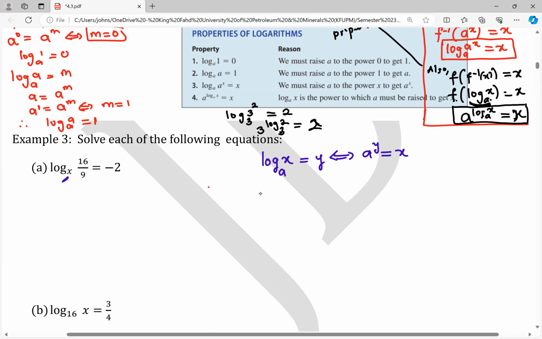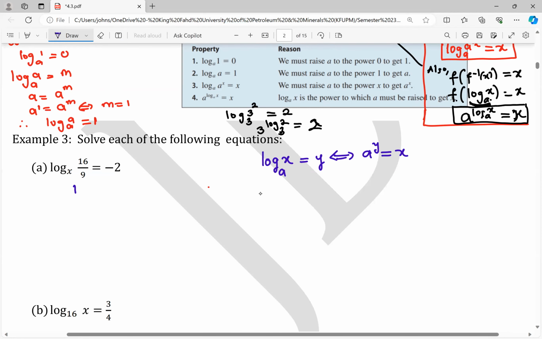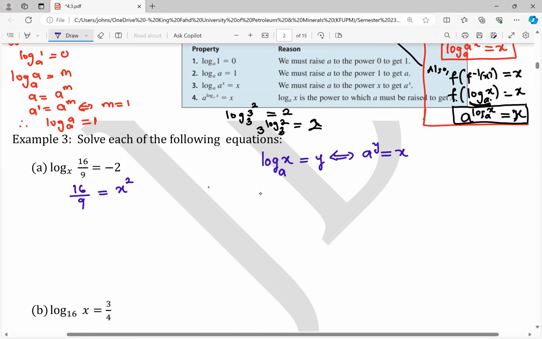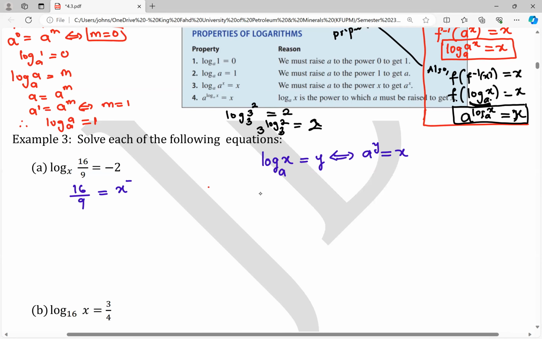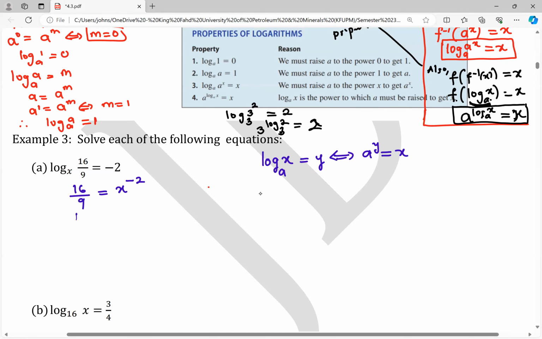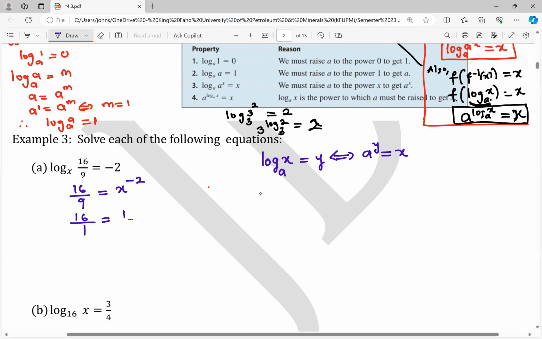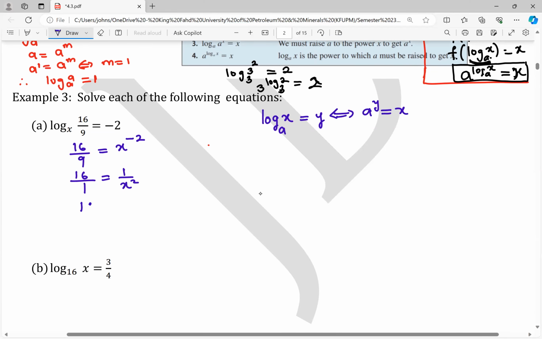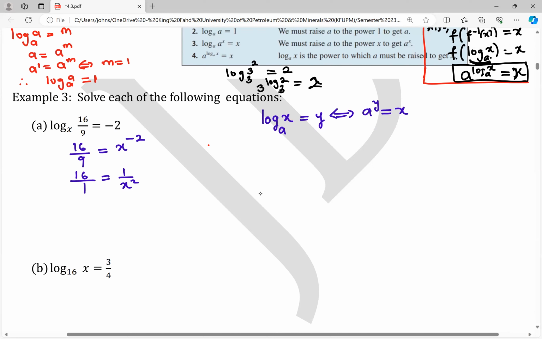So here, what does that mean? It means that 16 over 9 is just x to power minus 2. And now this means that 16 over 9 is equal to 1 over x squared. Then we can flip both sides so that it becomes 16 over 9 flipped, which is 9 over 16.